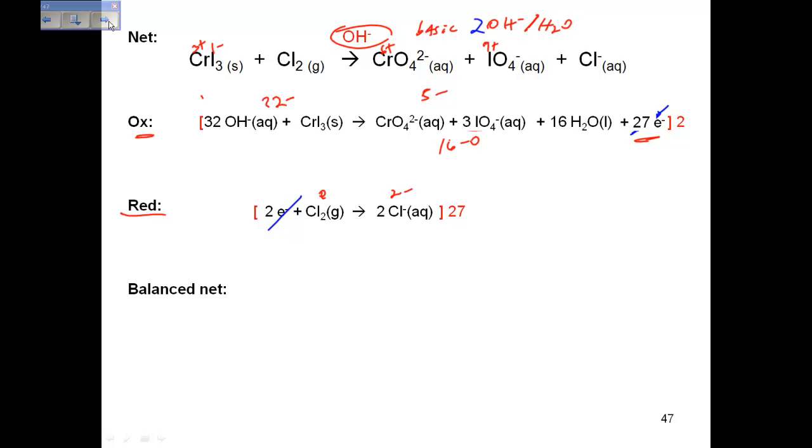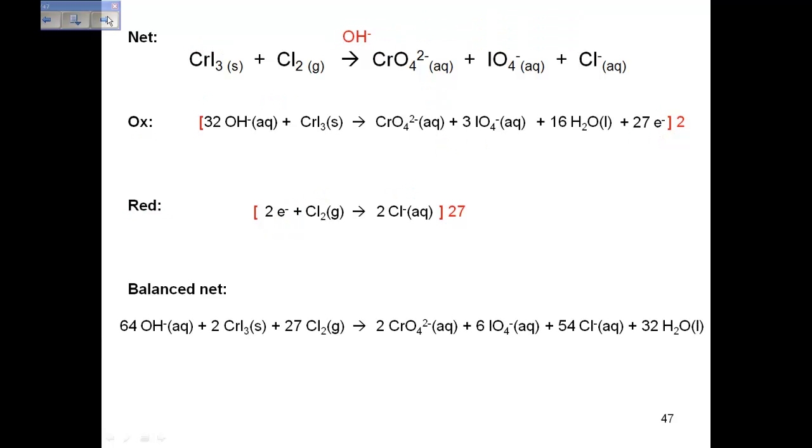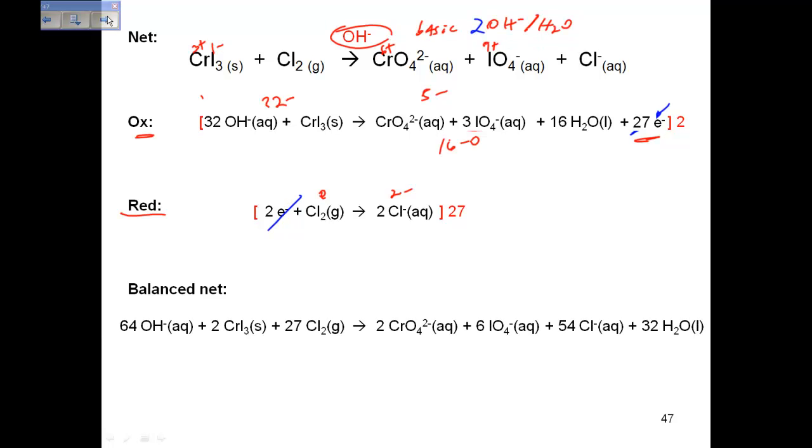And then I need to bring down the rest of the stuff, which means I have 2 times 32, which is 64 OH minuses, 2 times my CrI3, and then 27 times my Cl2s. On the product side, 2 times my chromates, 6 times my periodates, 2 times the 3, 27 times the 2, 54 for my Cl minus, and my 32 waters, 2 times the 16 water.